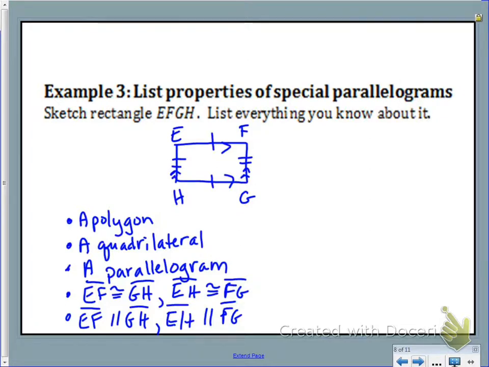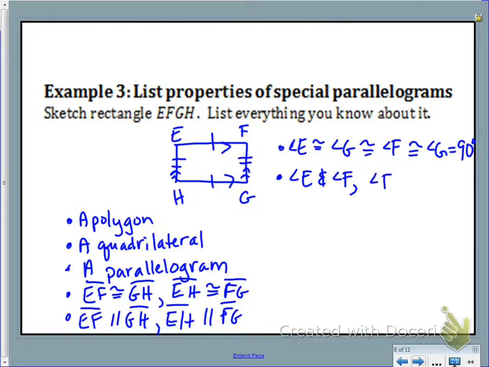In addition, we know opposite angles are congruent. So angle E is congruent to angle G, but we also know that this is a rectangle. So they're all going to be congruent to one another, and those all equal 90 degrees. We can also go on to say that the consecutive angles are supplementary. So angle E and angle F, angle G, angle G and angle H, and angle E are supplementary angles.